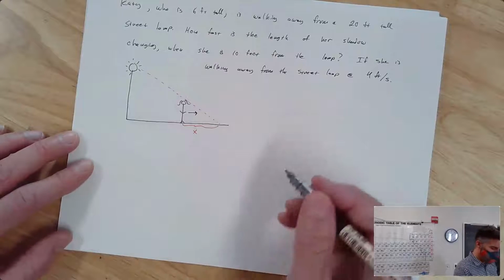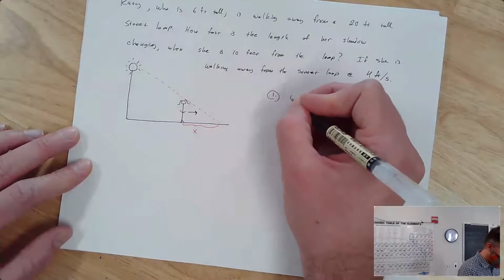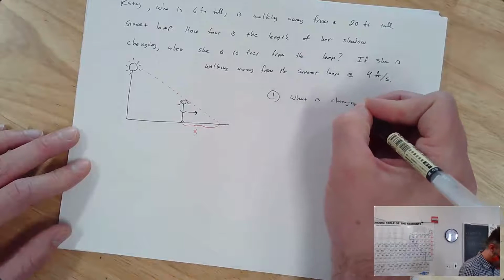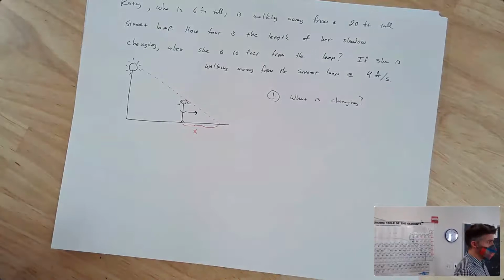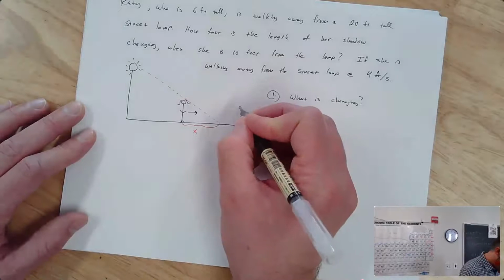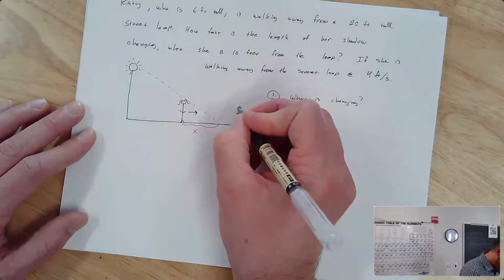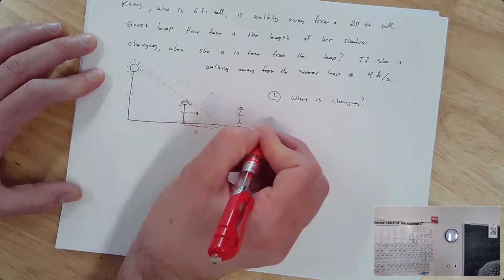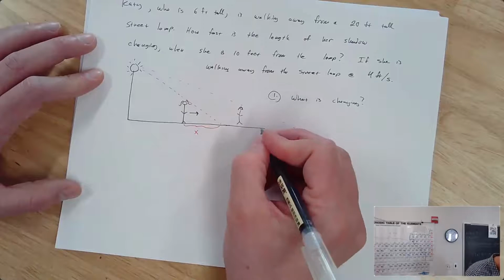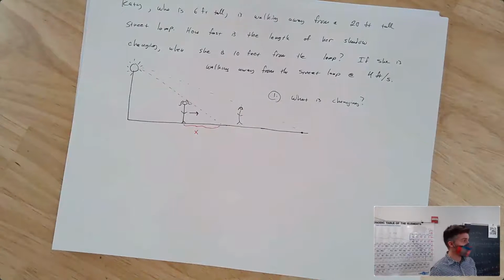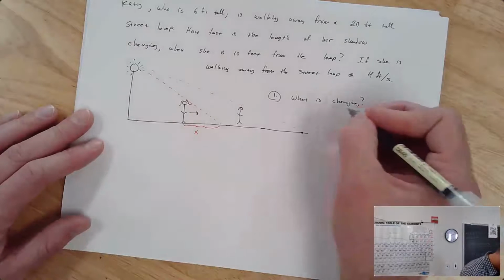I need to write down what's changing. Well, we certainly know the length of her shadow is changing, right? The further away she gets, when she's way over here, the shadow is going to be doing this kind of deal, and it's going to be much longer. So as she moves to the right, the length of her shadow is definitely increasing. So we want to know what dx dt is.